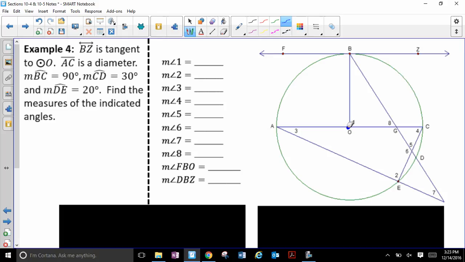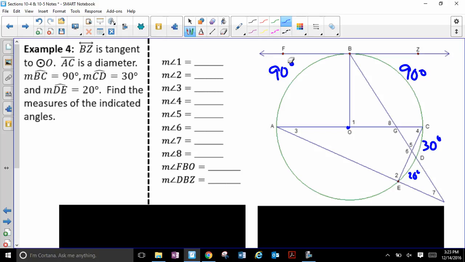Segment AC is a diameter, so that cuts it into 2 semicircles. Measure of arc BC is 90 degrees, so I'm going to put 90 there. Measure of arc CD is 30 degrees. And measure of arc DE is 20 degrees. Now, I'm missing arc BA and I'm missing arc AE. So I'm going to find those first before I go on and try and find all the angles. So since AC is a diameter and BC is 90, what's the measure of arc AB going to be?